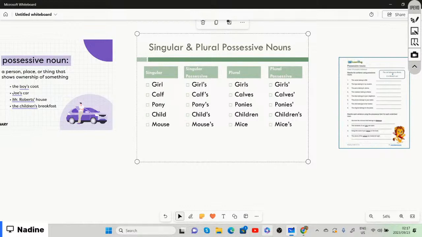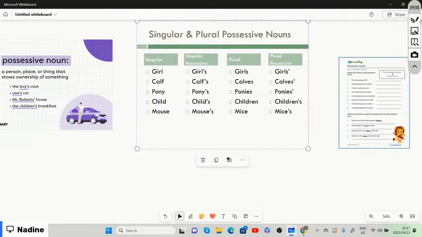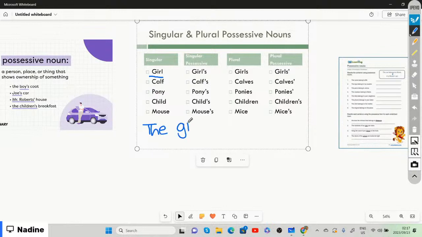Which means that for the singular possessive, if we were to show some form of ownership, then we would say the girl's. The girl's. So this is just saying the girl has a bag, right? That is just showing that the girl has a bag. Finish.